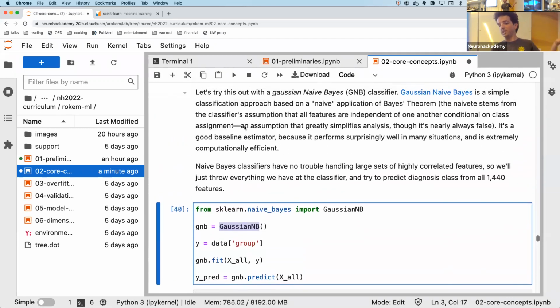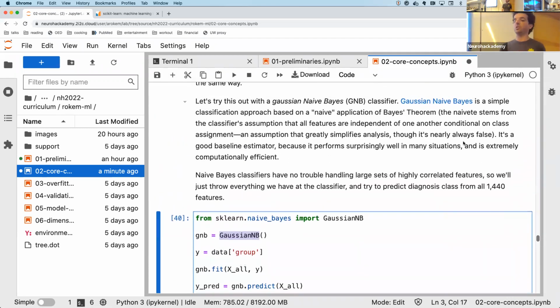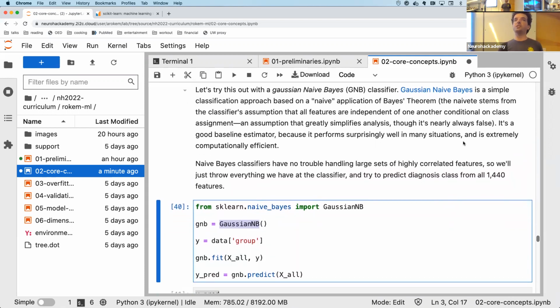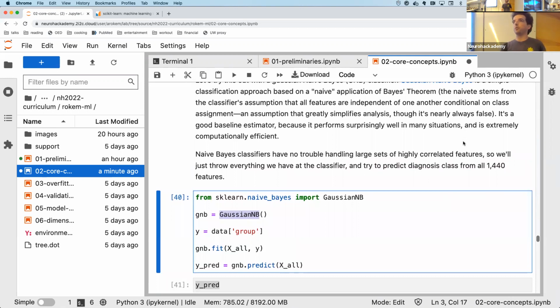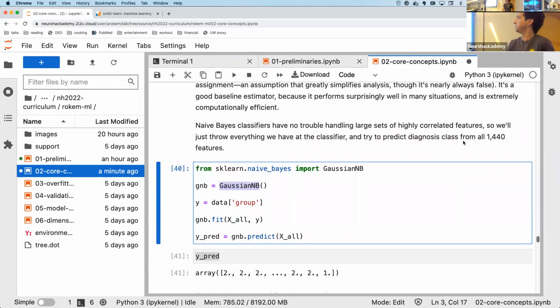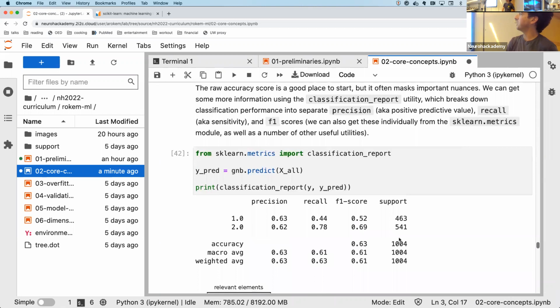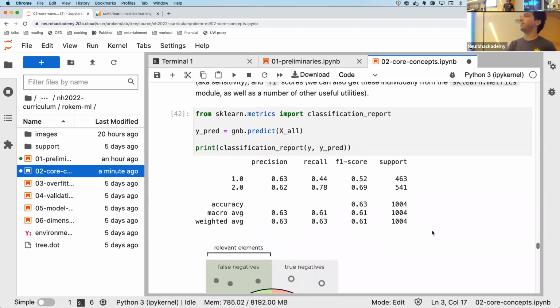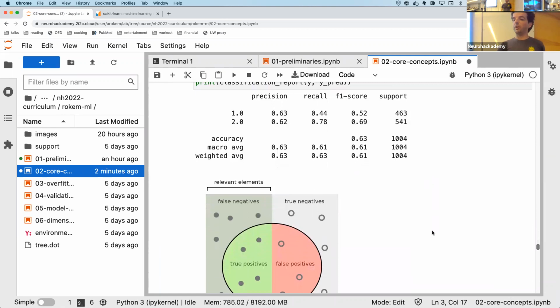I'm not going into detail about what this does, although there's a link here and you can go and look and see what Gaussian Naive Bayes does and try to reason about whether this is a good thing or a bad thing. Let's try to reason about these numbers, like 63%, and whether it makes sense, whether it's helpful, whether you've gained any insight about autism and its relationship to brain structure.